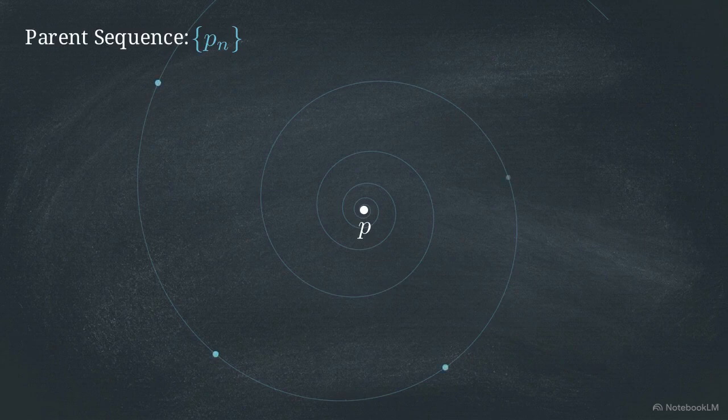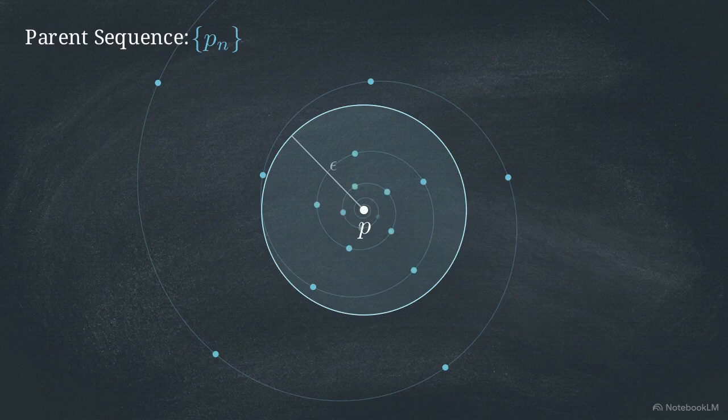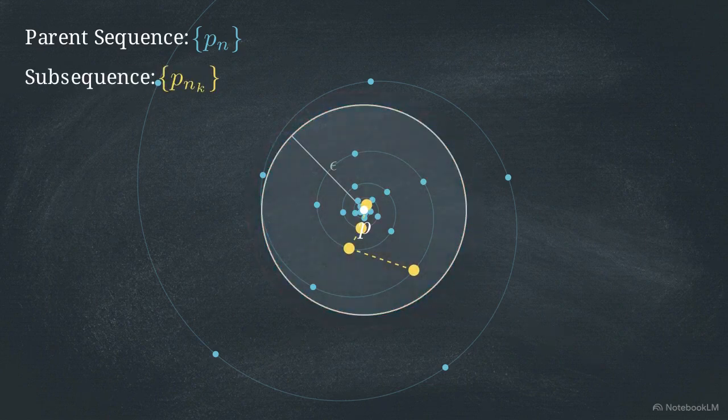This geometric sequence of dots eventually enters a defined circular boundary, an epsilon neighborhood, around the limit point p. Because the entire sequence is eventually trapped inside that boundary, any subset of those dots you select is naturally trapped inside the exact same boundary.